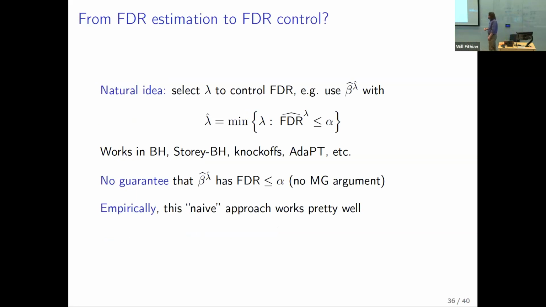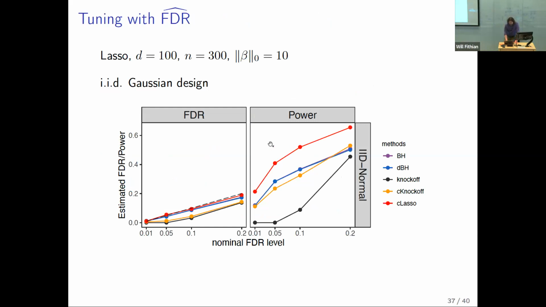Okay. So a natural idea is that maybe it would just work. Say, well, we'll just choose lambda to be the most liberal value such that the estimator of the false discovery rate is less than or equal to alpha. And again, we don't have a proof that it actually controls FDR. But empirically, this works reasonably well. So in this problem, we have 100 variables, 10 non-nulls, IID Gaussian design.